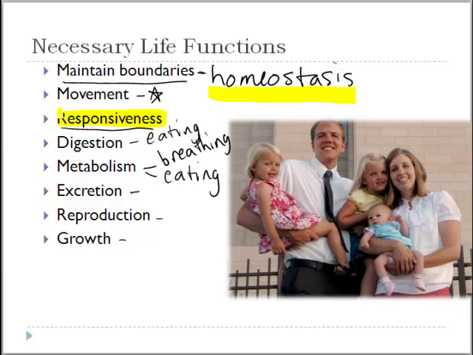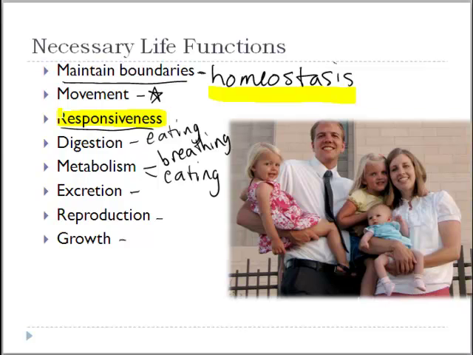Again, our environment is constantly changing. As the temperature starts to rise, we have to be able to, as a living thing, recognize that and make adjustments. So as our body starts to heat up, we respond by sweating, or if our body starts to get too cold, we respond by shivering. So as a living thing, we're able to respond to those environmental changes in order to maintain homeostasis.